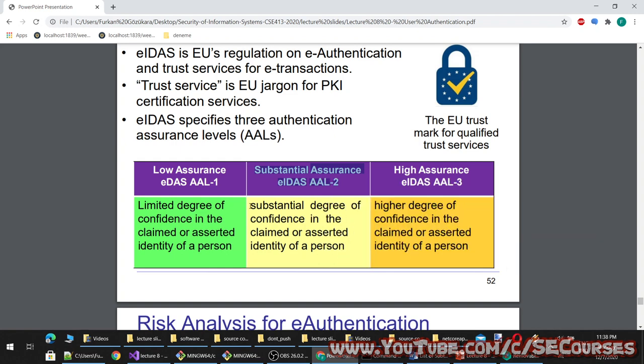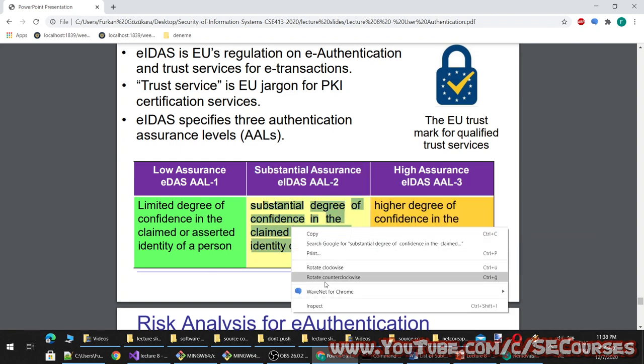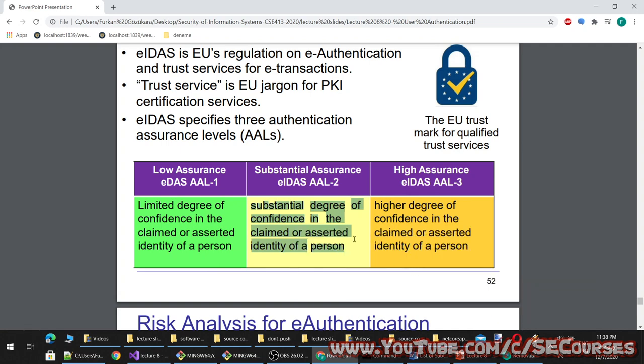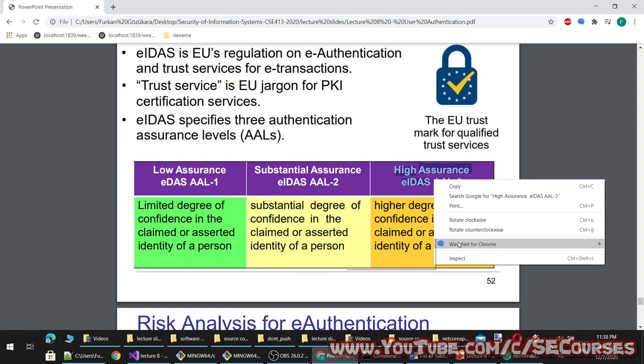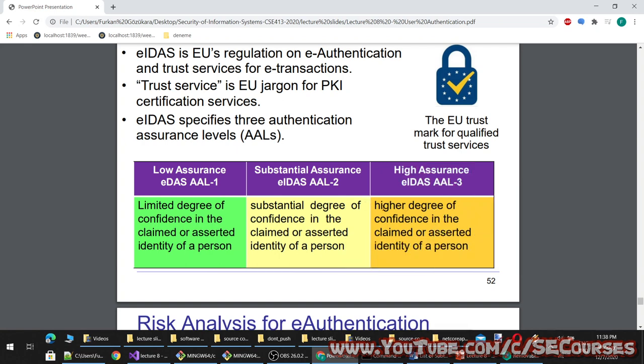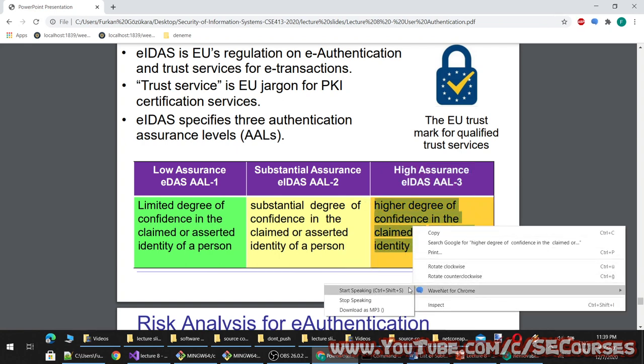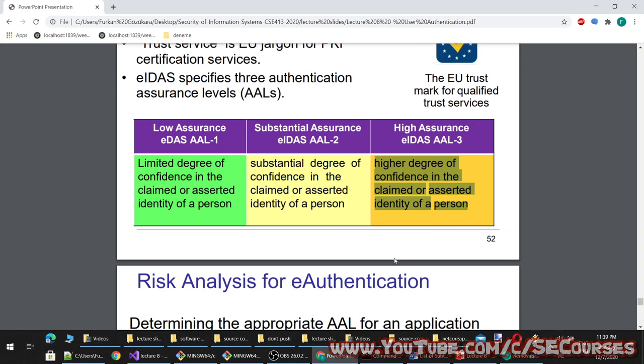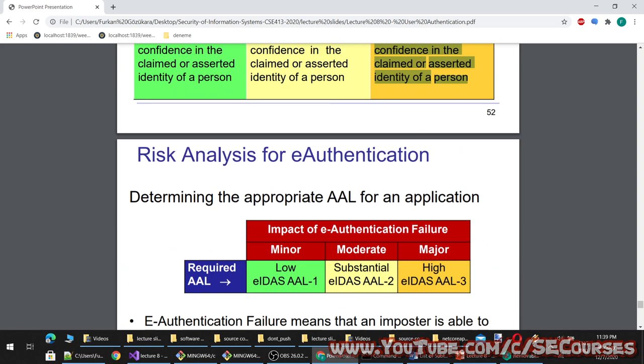Substantial assurance, eIDAS AAL2: substantial degree of confidence in the claimed or asserted identity of a person. High assurance, eIDAS AAL3: higher degree of confidence in the claimed or asserted identity of a person.